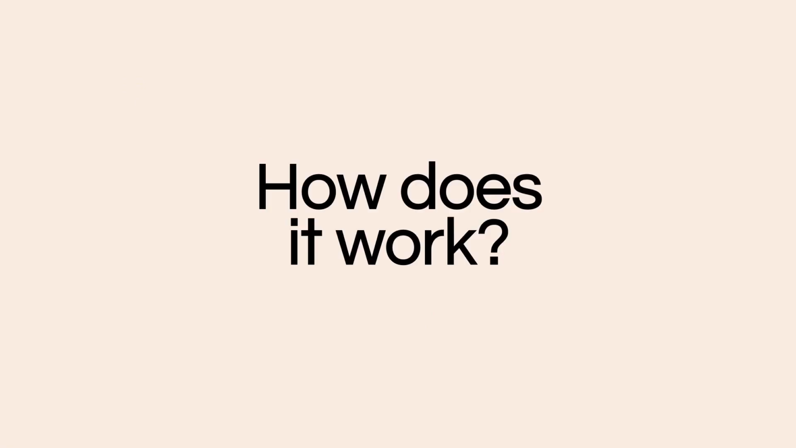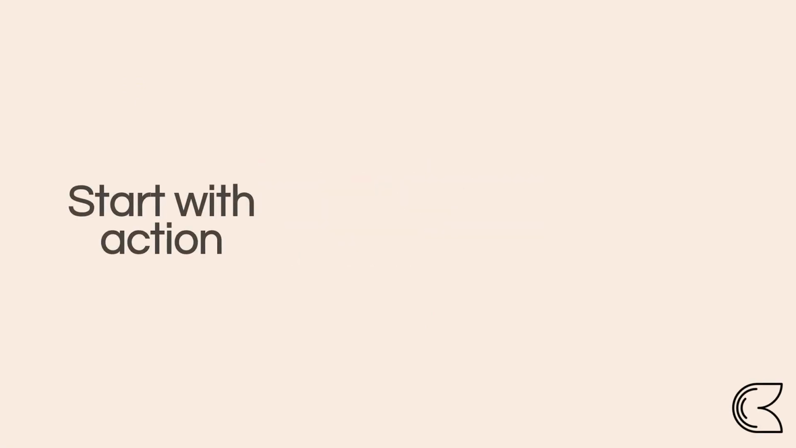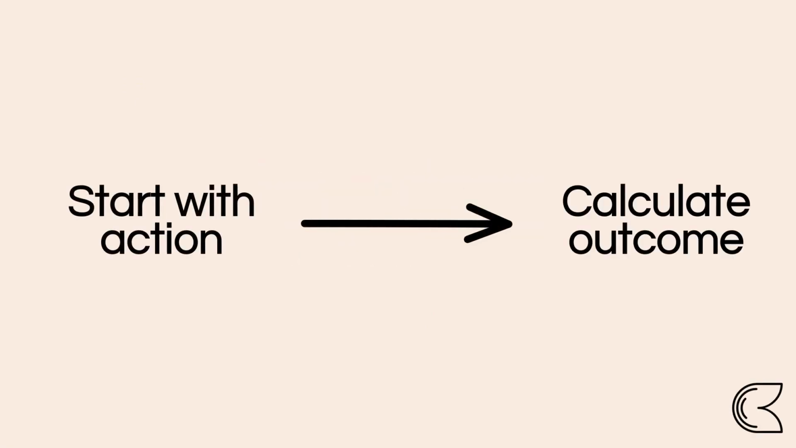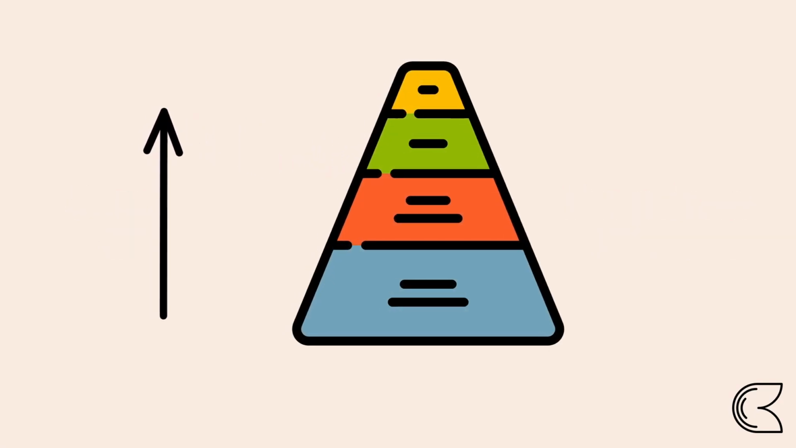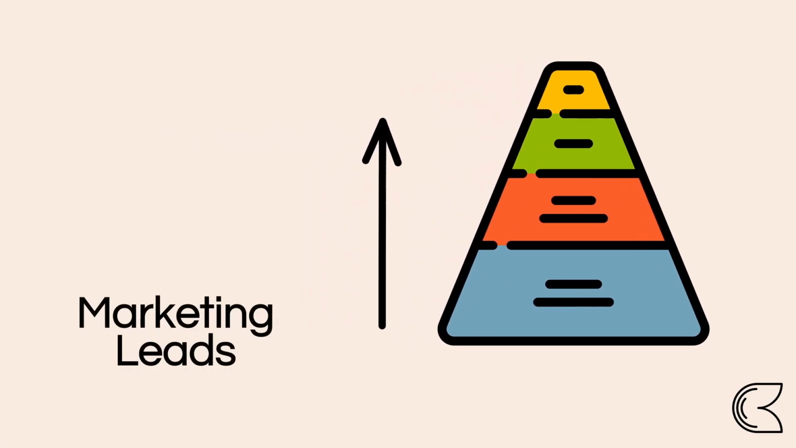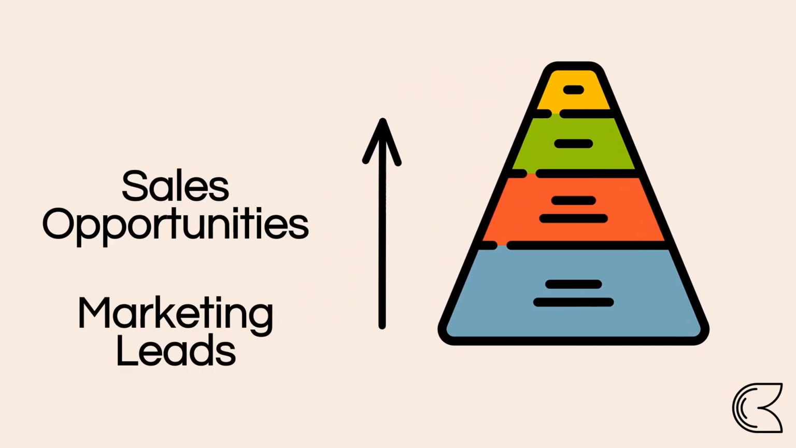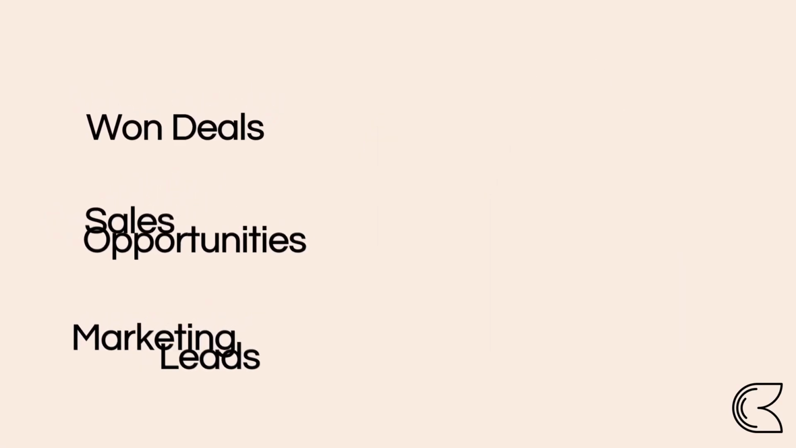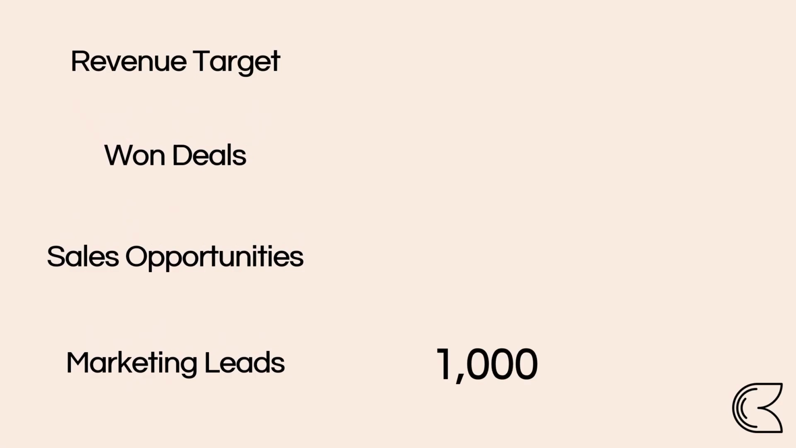So, how does it work? Well, you want to start with an action and calculate the outcome. If we go back to the revenue funnel, we need to start with marketing leads. We then need to understand how many sales opportunities we can generate from those leads and how many won deals that results in. Going back to the original scenario, we have 1,000 marketing leads, but we need to know how many sales opportunities we'll generate and how many won deals.